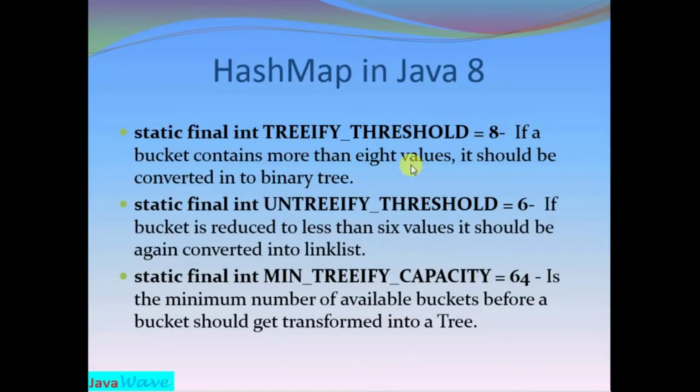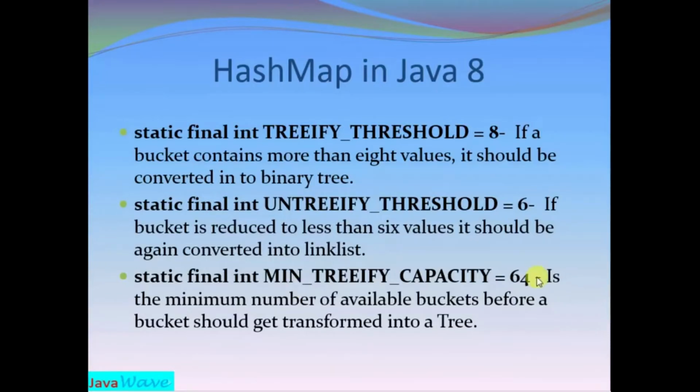So what is TREEIFY_THRESHOLD? The default value for this is 8, and if a bucket contains more than 8 values, if more than 8 nodes are present there, it should be converted into a binary tree. So there will be no linked list, and it will be converted into a binary tree format. And UNTREEIFY_THRESHOLD: if again some values are getting removed from the hash map and the size of that bucket is less than 6, then it will be reconverted into a linked list.